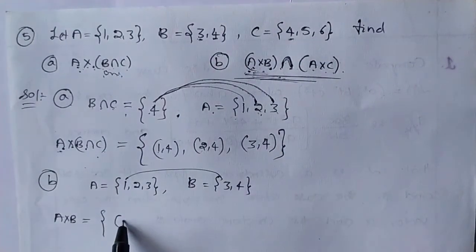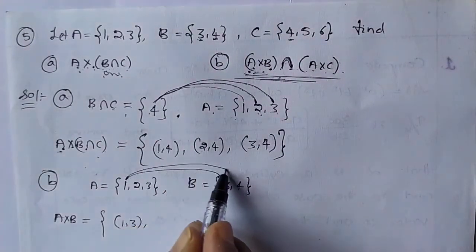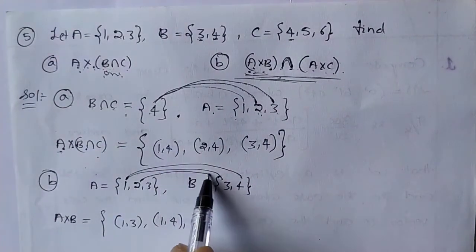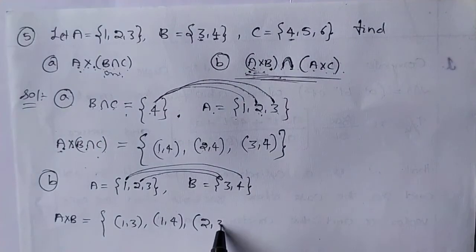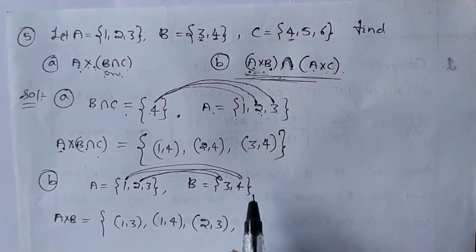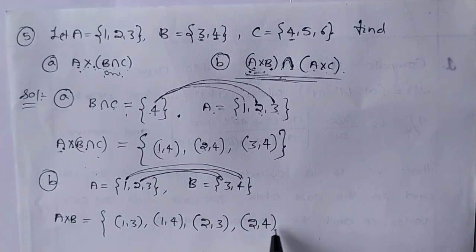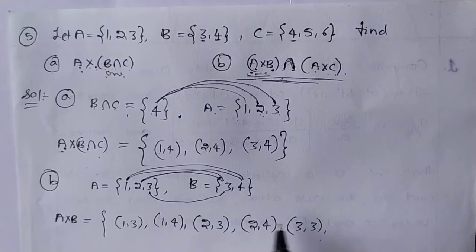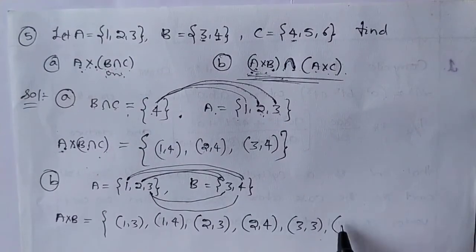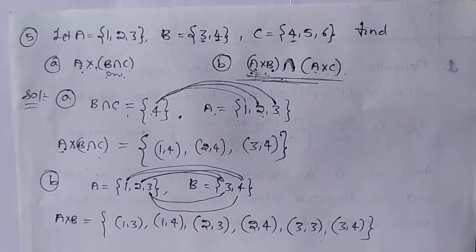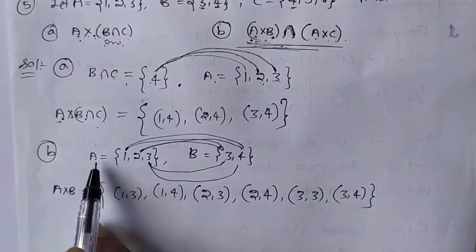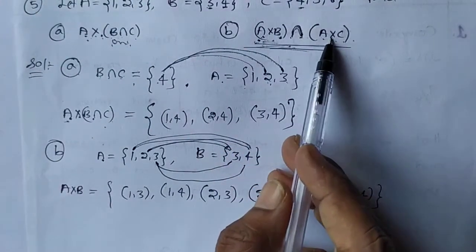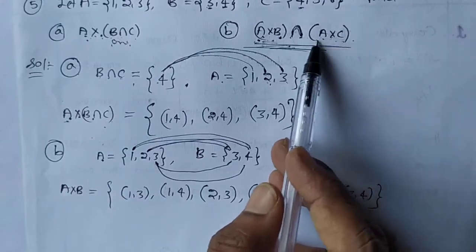A cross B: (1,3), next (1,4), next (2,3), next (2,4), next (3,3), next (3,4). It is A cross B. A cross B is over. Next we have to find A cross C.